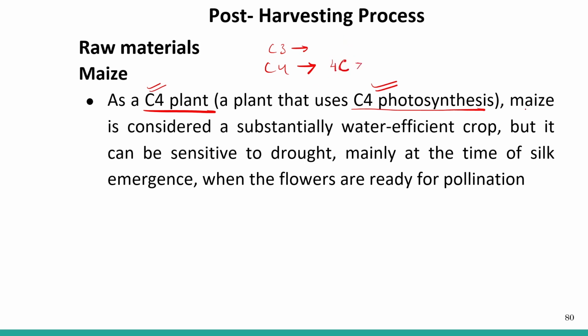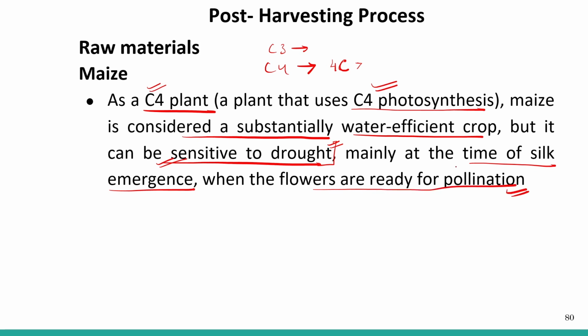Okay, so this maize is considered a substantially water efficient crop, but it can be sensitive to drought. This is a very important aspect, that it is very sensitive to drought. So proper water availability is the first requirement to grow this particular crop. Mainly at the time of silk emergence, when the flowers are ready for pollination, you must ensure that the crop receives water.